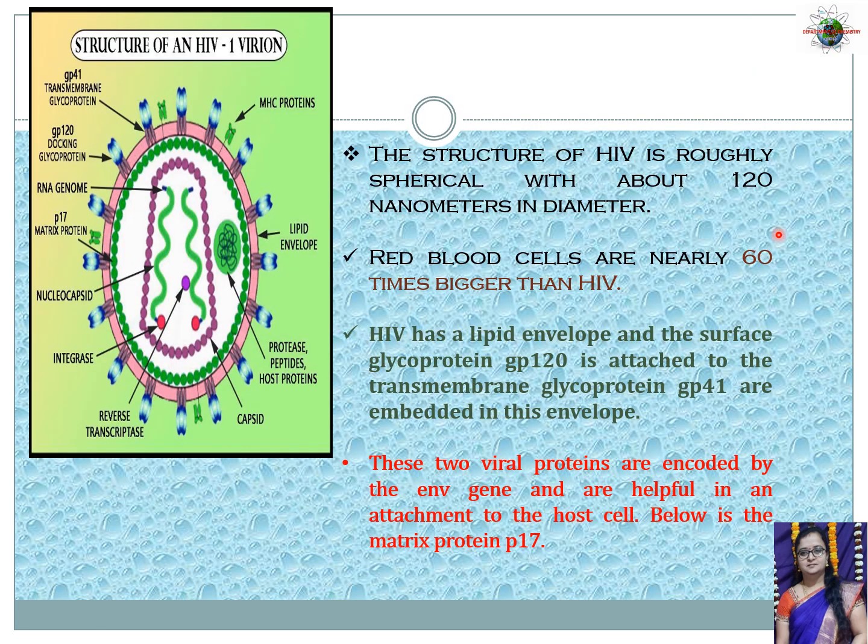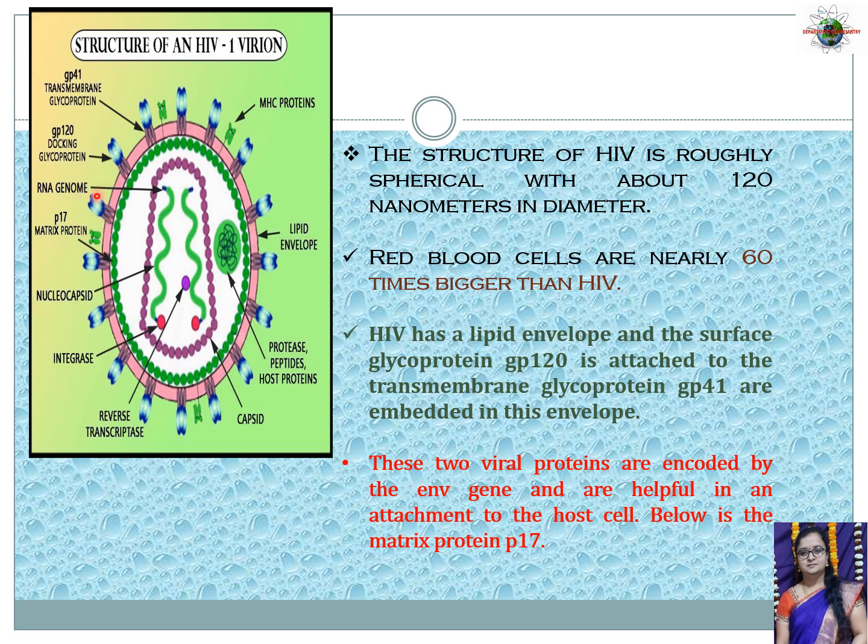The structure of HIV: it is roughly spherical, 120 nanometers in diameter. Red blood cells are nearly 60 times greater than HIV. HIV has a lipid envelope and the surface glycoprotein GP120. What is this GP? GP is nothing but glycoprotein. This GP120 numbering is given based on the molecular weight of that particular protein.